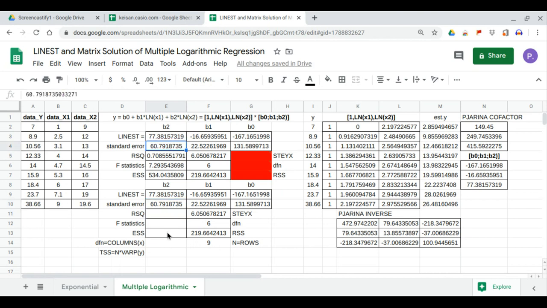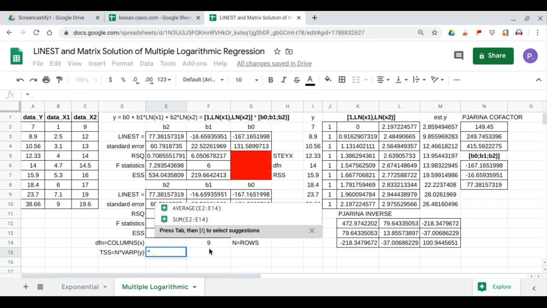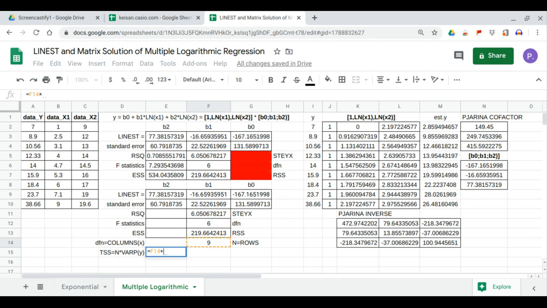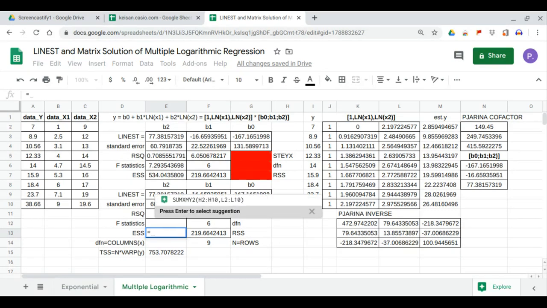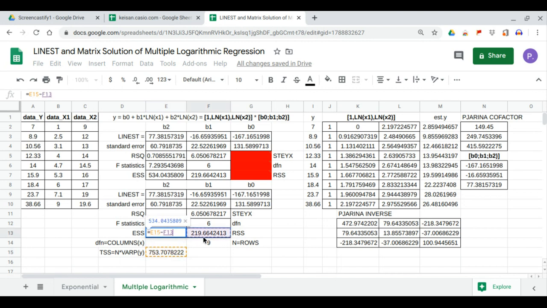Then we can calculate the regression sum of squares. We begin with the total sum of squares, which is equal to the population times the variance of the population y, 753.707. We can calculate the regression sum of squares, which is TSS, the total sum of squares, minus the residual sum of squares. So it's 534.04, which matches our LINEST output.